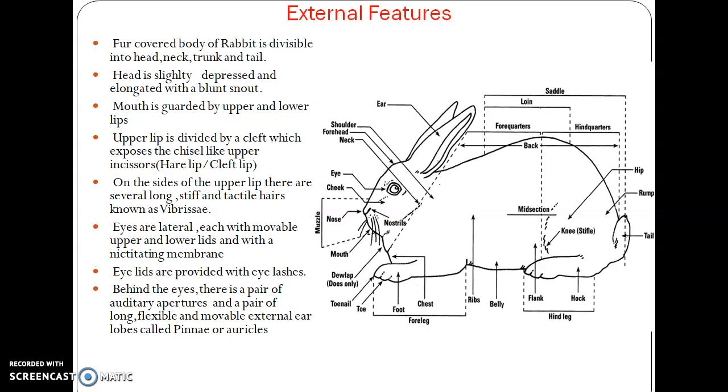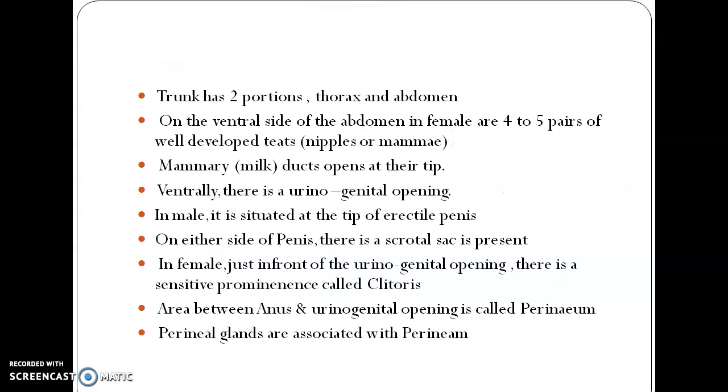The trunk region is actually this middle region. The trunk region is actually divisible into two distinct regions, thorax as well as abdomen. On the ventral side of the abdomen, in female, there are 4 to 5 pairs of well-developed teats or nipples present. And the peculiarity of these nipples is that the mammary duct will open into the nipples or teats.